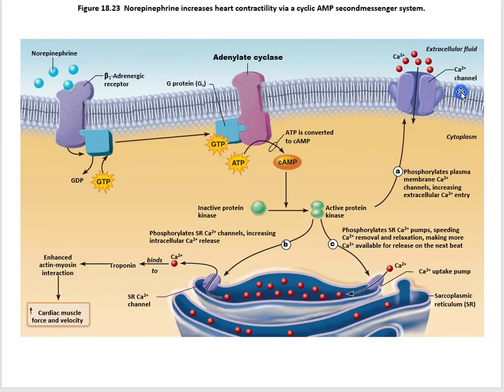Here is just a nice little slide showing us that norepinephrine increases heart contractility because of a second messenger system using cyclic AMP. So we don't need to rehash the second messenger system, but remember that the G protein's involved, there's adenylate cyclase, and so on and so forth. But ultimately, what do we see? We see an increase in calcium release. And when you see an increase in calcium release into the cytoplasm, that's going to enhance actin-myosin interaction, which will increase cardiac contractility.